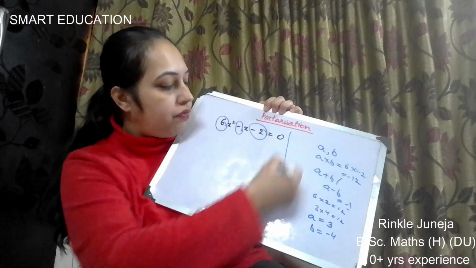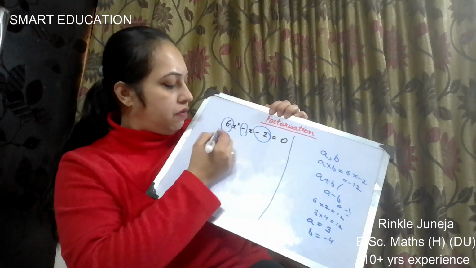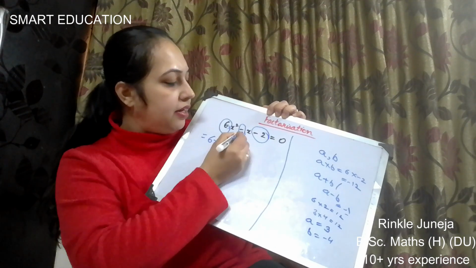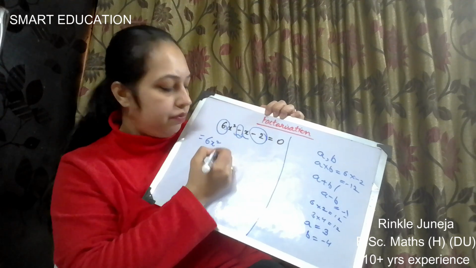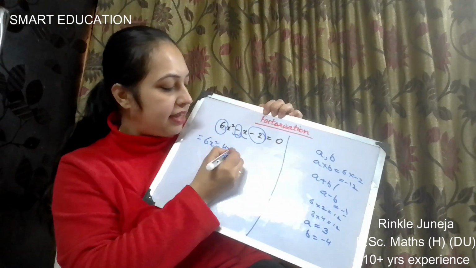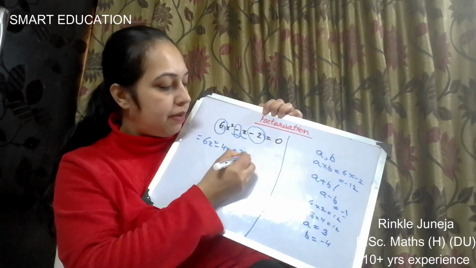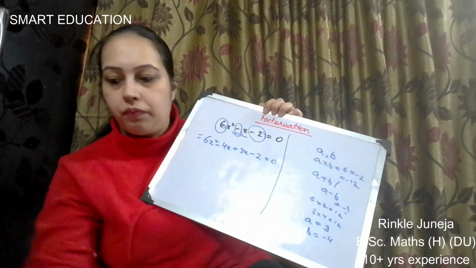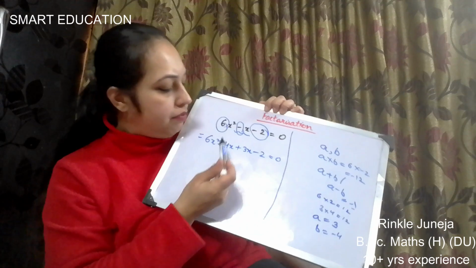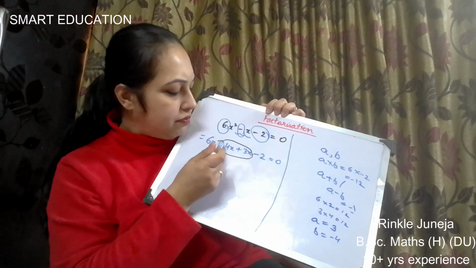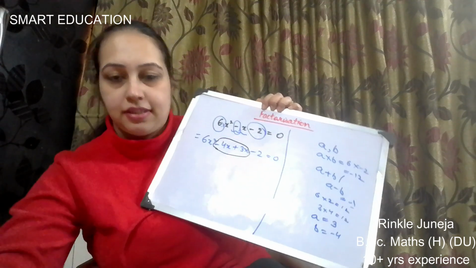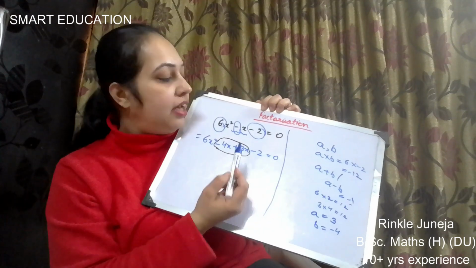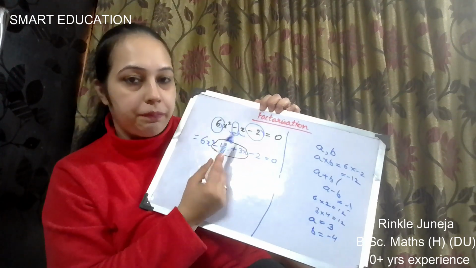So let's solve it now. How we'll solve it, we'll split the middle term. We'll write it as 6x² - 4x + 3x - 2 = 0. So you see, -4x and +3x will give us back -x. So we are just simplifying it and we are just splitting the middle term.